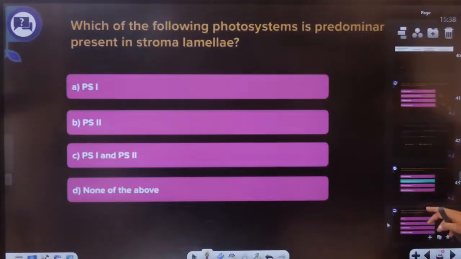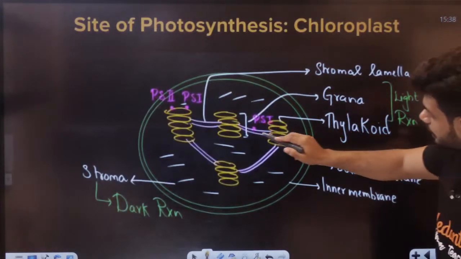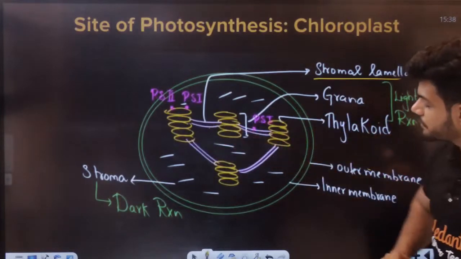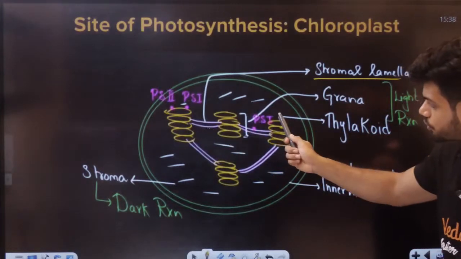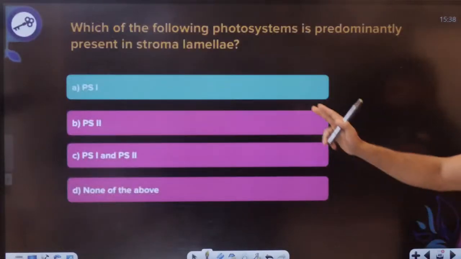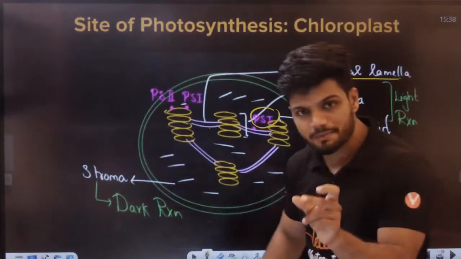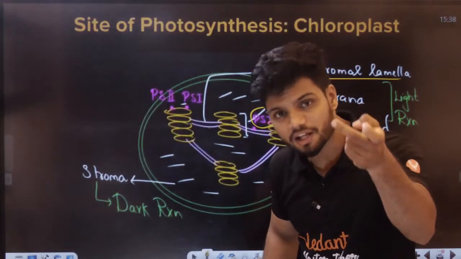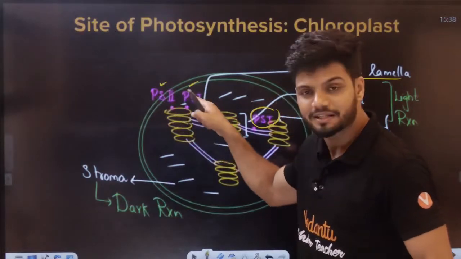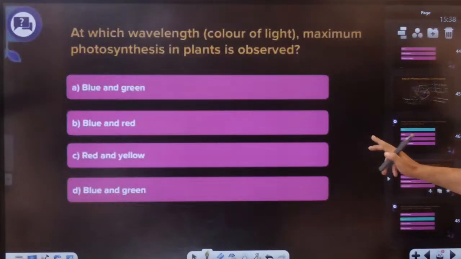Do you remember this diagram in my class? Remember, I told you this is called the stromal lamellae. On the stromal lamellae, you can only find PS1. So the answer is only PS1. But if they ask which photosystem is present on the grana thylakoid, the grana thylakoid has both PS2 and PS1. Next question on the board.